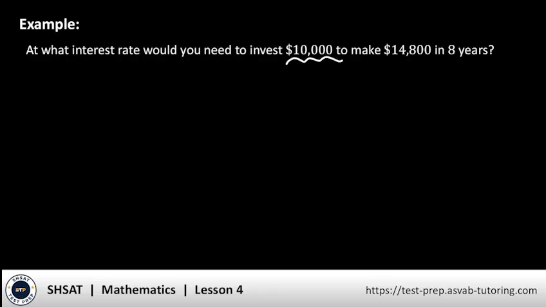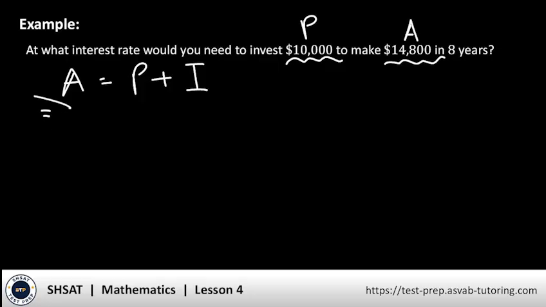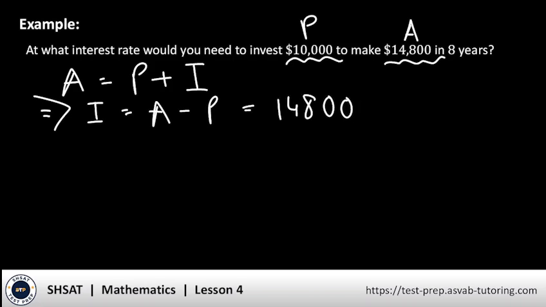$10,000, and in total the amount is going to be this. So this is my principal, this is my amount, but what is my interest? Amount is basically principal plus interest. So if I want to know the interest, that means I would have to do amount minus principal, which means I would have to do 14,800 minus 10,000.